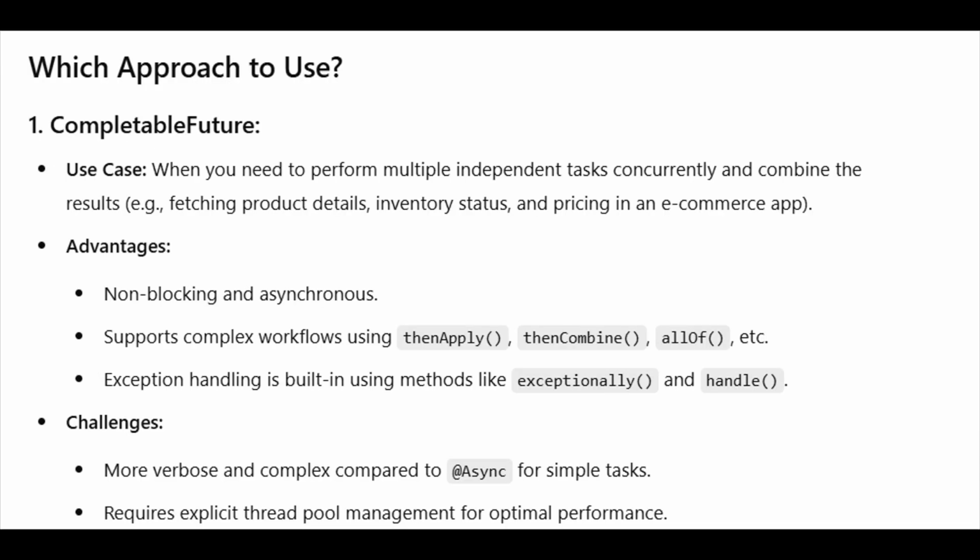Which approach to use? 1. CompletableFuture. Use case. When you need to perform multiple independent tasks concurrently and combine the results, e.g., fetching product details, inventory status, and pricing in an e-commerce app. Advantages: non-blocking and asynchronous. Supports complex workflows using thenApply, thenCombine, allOf, etc. Exception handling is built in using methods like exceptionally and handle. Challenges: more verbose and complex compared to @Async for simple tasks. Requires explicit thread pool management for optimal performance.